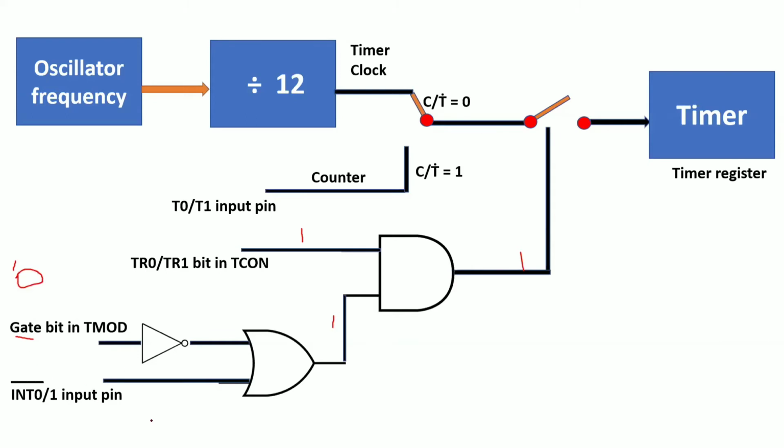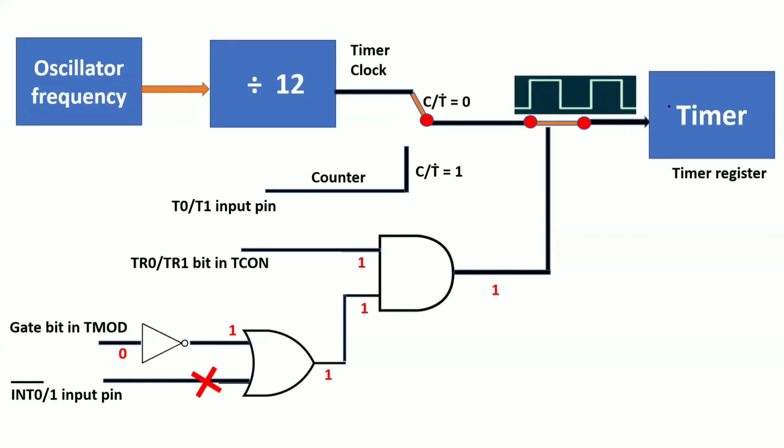Suppose I am not using the hardware control. Now what will be the value of the gate bit? 0. Whenever it is 0, that means I am not using this pin, right? So irrespective of this pin, I will get the output. Whenever it is 0, the NOT gate makes it 1, and it gives the value 1 here, right? Whenever this is 1 and this is 1, what is the value here? 1. So whenever this is 1, what will happen to the switch? It will be connected. Whenever this is connected, whatever frequency we are getting will pass to your timers, right? This is your clock input.